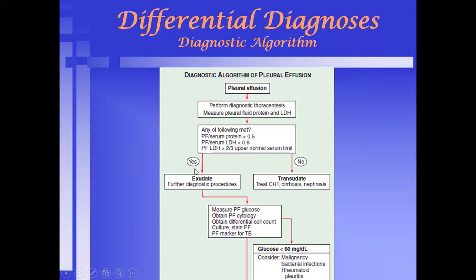Well, if you satisfy the criteria for your Light's criteria, then that is an exudative effusion, and you have to proceed with the other diagnostic tests, okay, such as your pleural fluid glucose, cytology, differential count, culture, the stains, and also the markers for tuberculosis. So for the glucose, if it's less than 60 milligrams per deciliter, then the following are more likely: your malignancy, bacterial infection, and rheumatoid pleuritis.